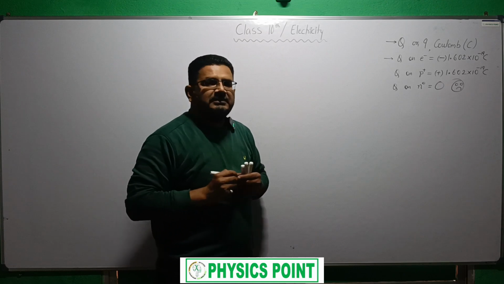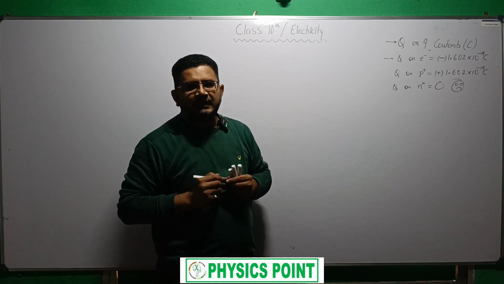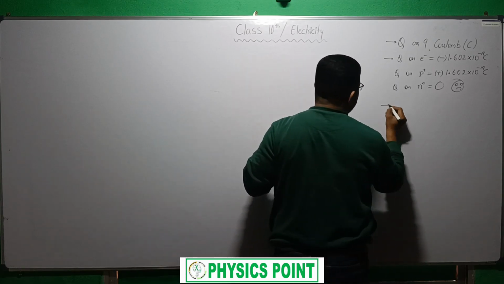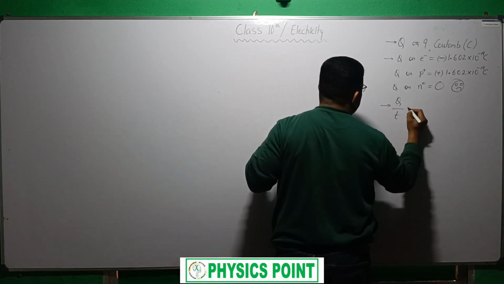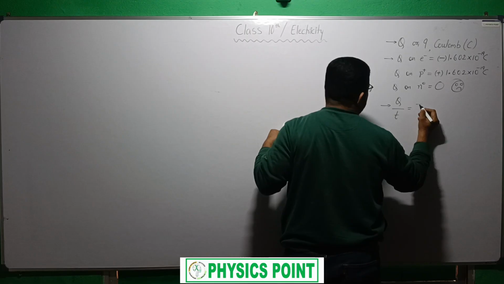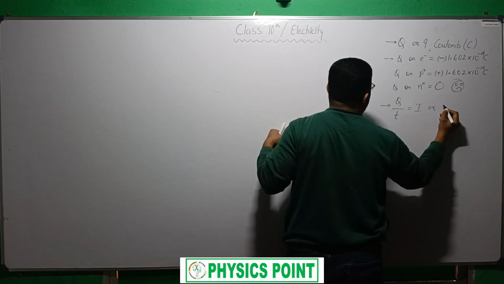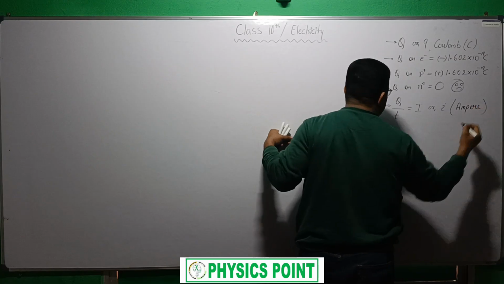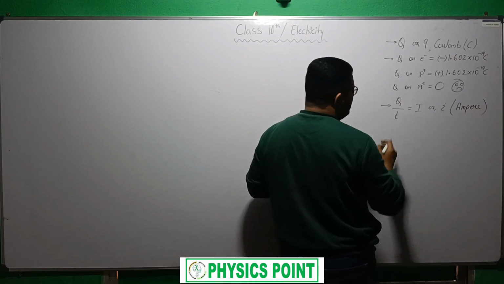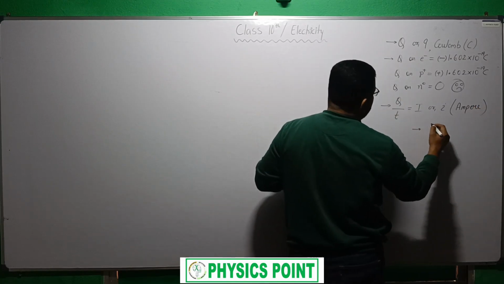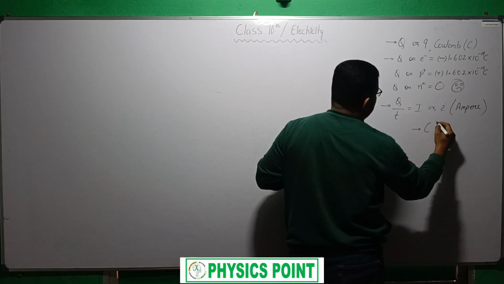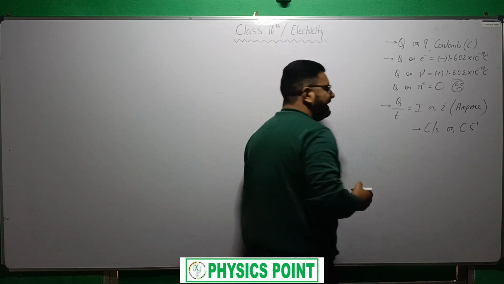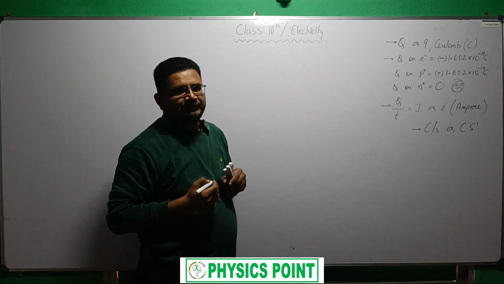Now, what happens when these charges flow? When these charges flow, then the rate of flow of charge is known as electric current, which is indicated by capital I or small i with unit ampere. From the formula, another unit of current can also be Coulomb per second, or we can also write Coulomb second inverse.